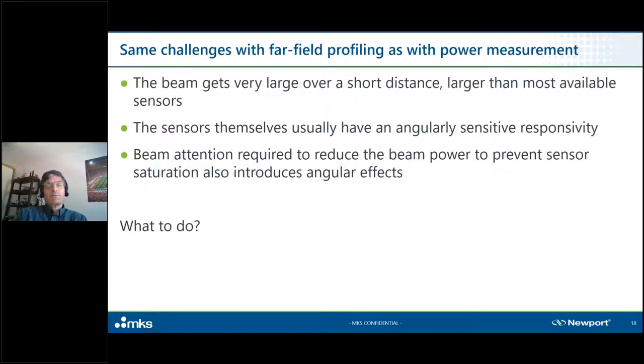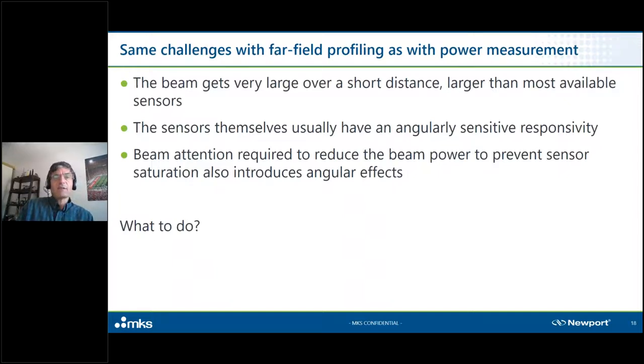The other thing is the sensors, being photodiode materials themselves, usually have an angular sensitivity of responsivity, so they will tend to undermeasure the beam at the edges for the same reason we had with power measurement. As the beam angle becomes larger at the edges of the beam, the sensor is less sensitive, and so that tends to make the beam look narrower than it really is. The final thing is that these profilers typically need a fair amount of attenuation to prevent those 2D array detectors from saturating. So this beam attenuation also has angular effects, and so also will create a narrowing of the beam. So those are the challenges that people face.